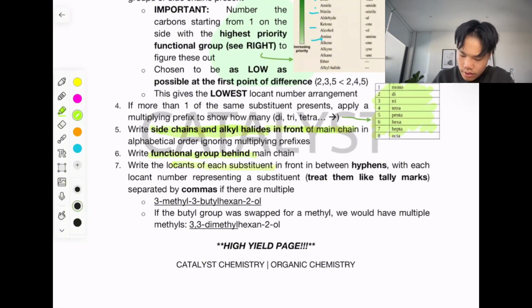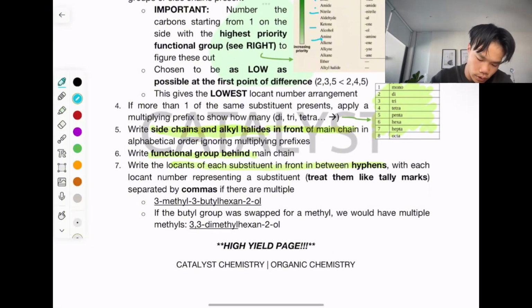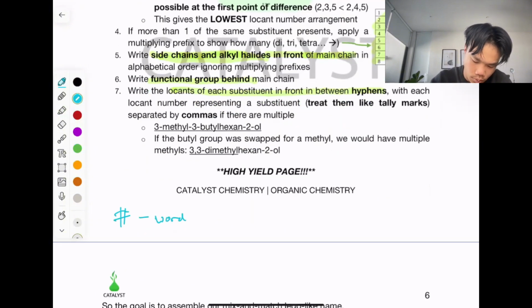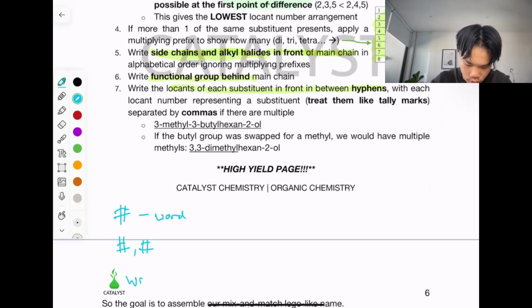locants of each substituent are in front of whatever they're describing, and they're separated by a hyphen. So if you have a locant, let's just say I'll represent a locant as a hash. Locant to word, you separate by hyphen. Locant to locant is separated by a comma. And if you have two words, two names, you have no punctuation between them at all. It just flows on.